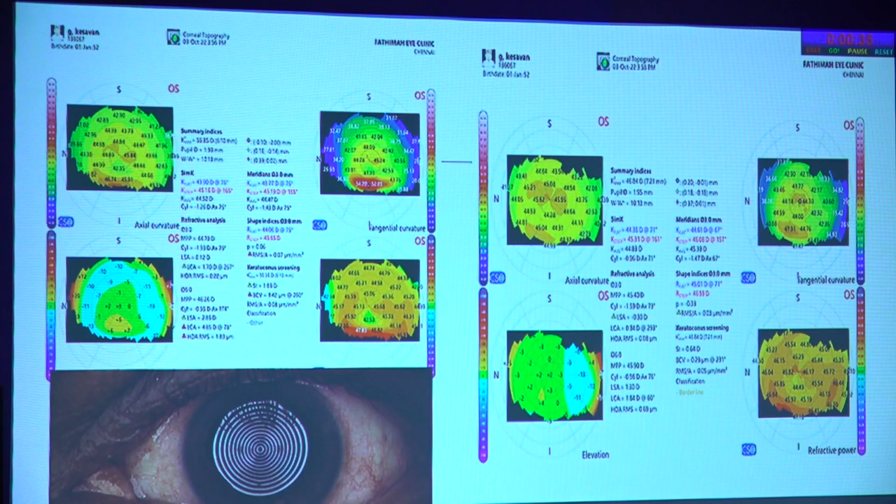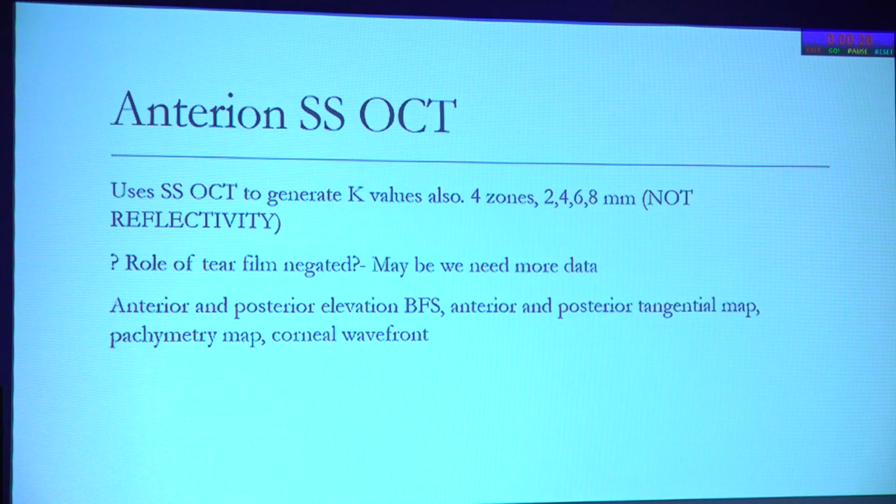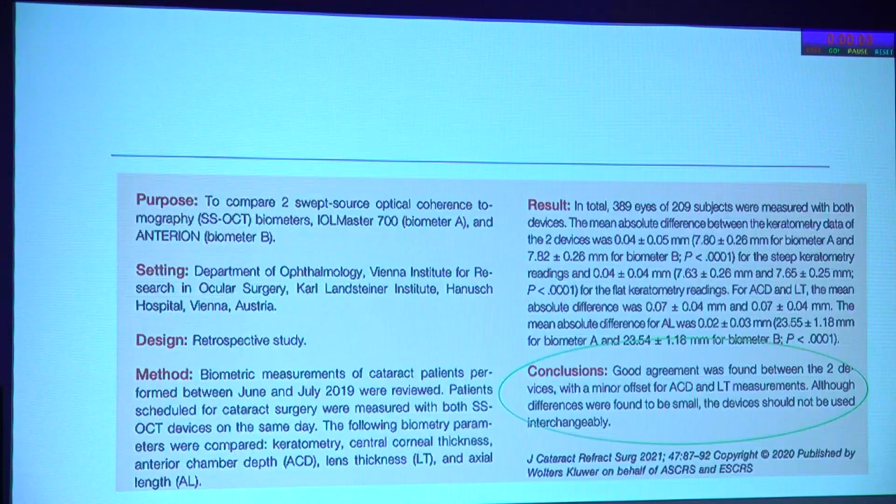The previous generation biometers had a big change. They were measuring the anterior surface of the cornea using reflectivity. Because of that, when there are irregularities in the cornea, it gives false K values. With the swept source based system, the measurement is not done with reflectivity, it is done with swept source imaging. So maybe the role of tear film may get negated. As of now, there is not much data available to prove this. With evolution and with time, maybe the effect of tear film may get negated.